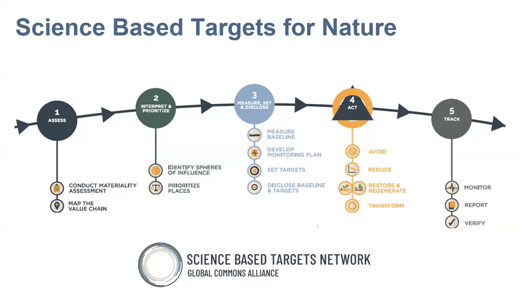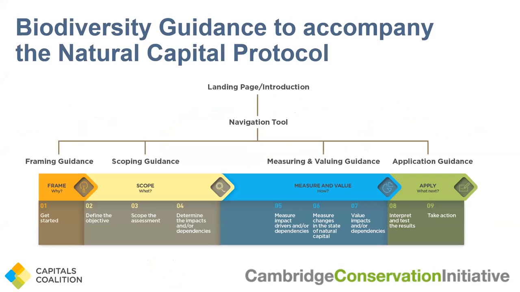And complementary to this is also the Natural Capital Protocol, which many people will also be familiar with, and also alongside that, the biodiversity guidance. So science-based targets can help with the targets, so the what, whereas the protocol and the biodiversity guidance help with measuring and tracking, the how. So the Natural Capital Protocol itself was launched in 2016, and then the supplementary biodiversity guidance was launched just at the end of last year.